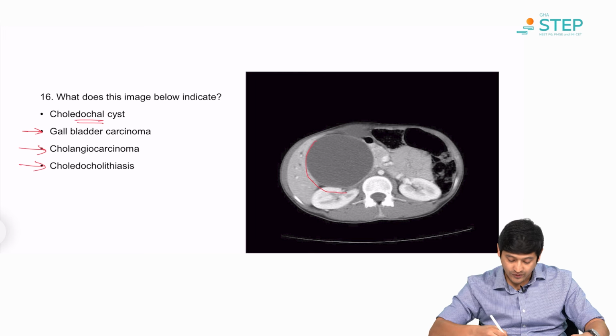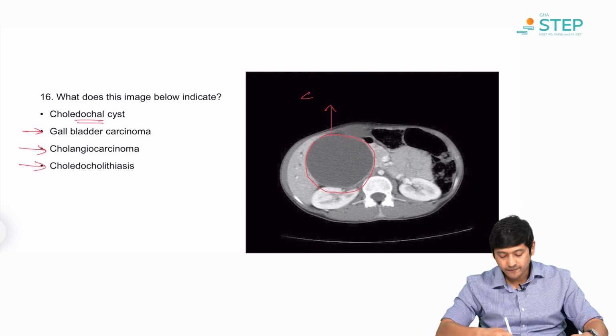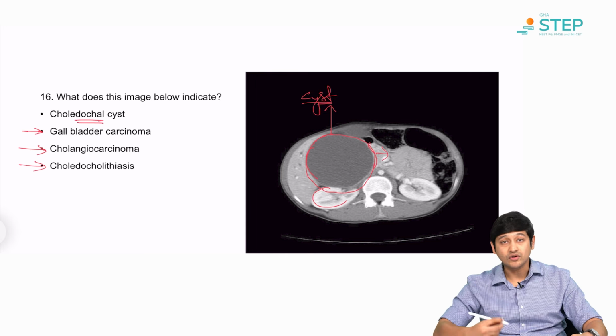You have a large, well-defined, smooth, non-thick-walled cystic structure. Okay, it is just under the liver. It's abutting the kidney, and it is along the undersurface of the liver, pushing the pancreas a little to the opposite side. This becomes a choledochal cyst.